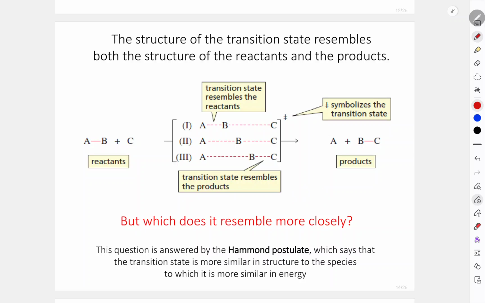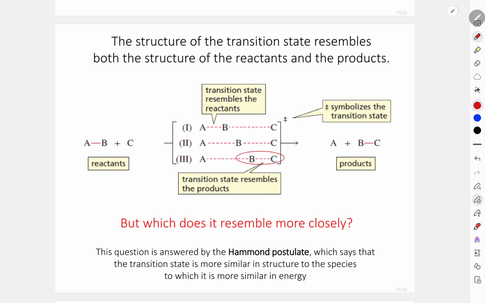The second option is the following: the bond between B and C is much closer than the bond between A and B, distance-wise. Then you can say the transition state resembles the product state. And there is a case where it is equally partitioned, in the middle. So these are the three options. The structure of the transition state resembles both the reactants and products. There are some possibilities, but which does it resemble more closely? That's the question you need to think about.